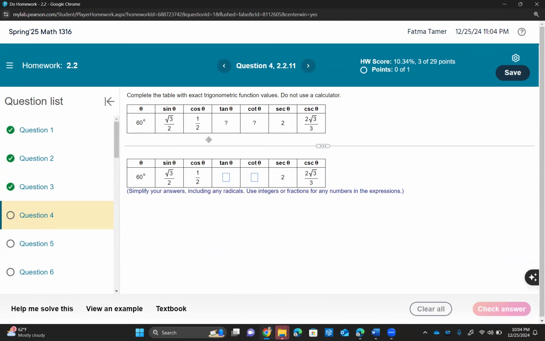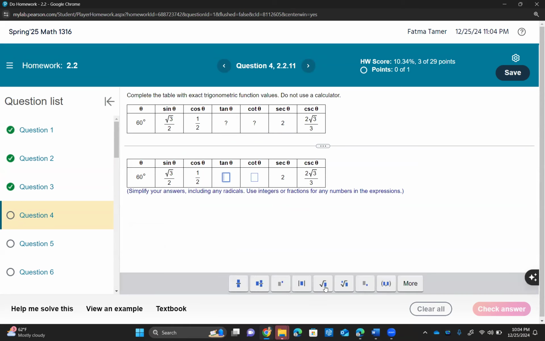For question 4, it is asking us to complete the missing values for 60. So sine 60 is given, cosine 60 is given. In order to find the tangent value, we have to divide the sine value by the cosine value. So this will just give me root 3 when I divide those two trig functions. Cotangent is always the reciprocal of tangent. So the reciprocal of tangent will be 1 over root 3, which will give me root 3 over 3 as the answer.